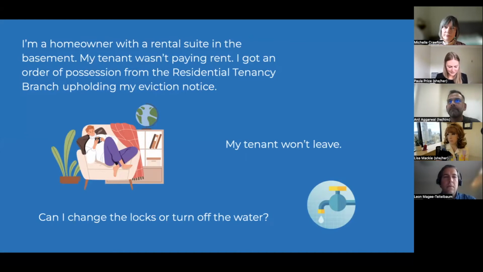Leon, the question here is, I am a homeowner with a rental suite in the basement. My tenant wasn't paying rent. I got an order of possession from the residential tenancy branch upholding my eviction notice. My tenant won't leave. Can I change the locks or turn off the water? Yeah, it's a great question. We get this question often, oddly, or maybe not, at the residential tenancy branch. So the answer is no. You cannot change the locks or turn off the water.